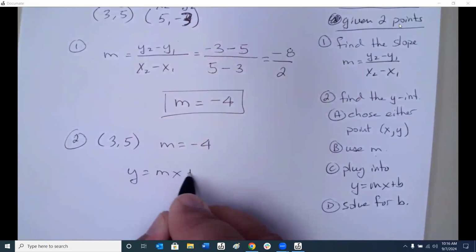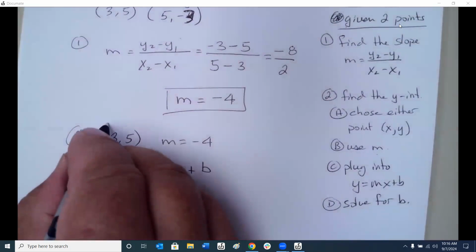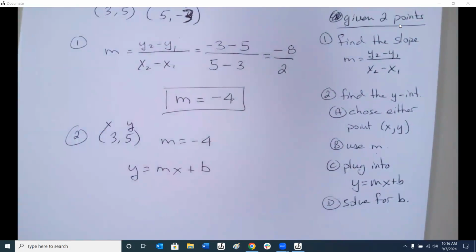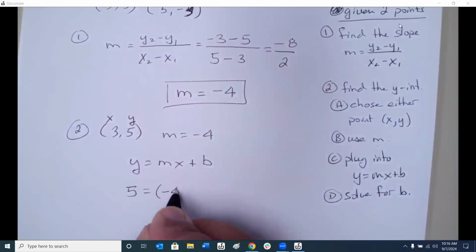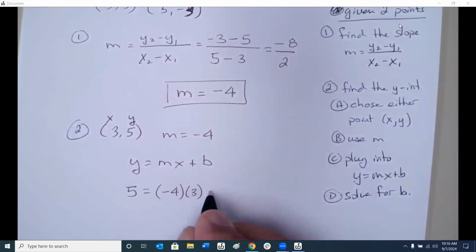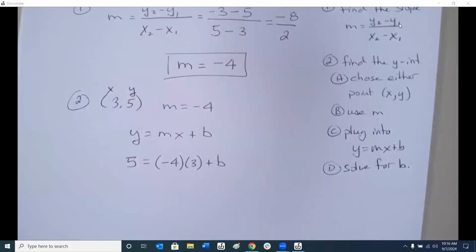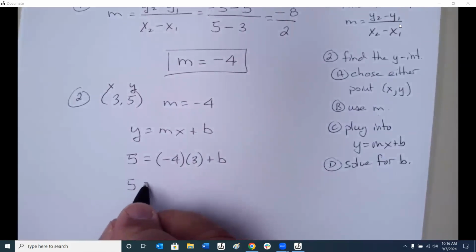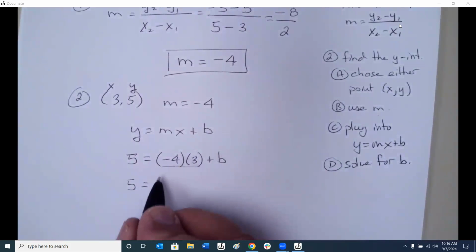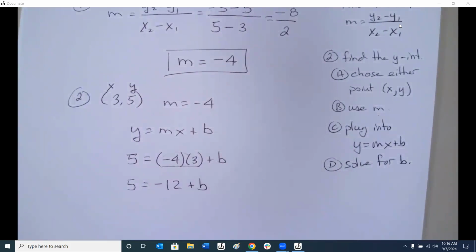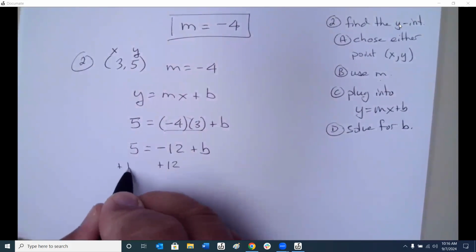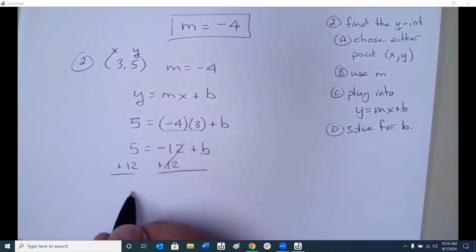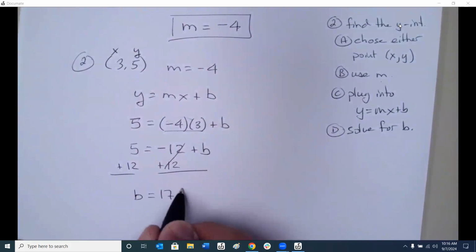Y equals mx plus b. Remember, this is my x value, this is my y value. Plug them in there. M is -4, x is 3. -4 times 3, negative times positive, 4 times 3 is 12. Solve for b. Add 12 to both sides. B is equal to 17.